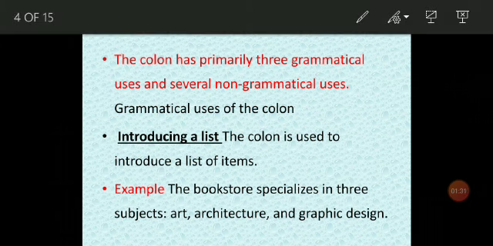First, we will discuss colon. The colon has primarily three grammatical uses and several non grammatical uses. Now, we will look at the grammatical uses of the colon.